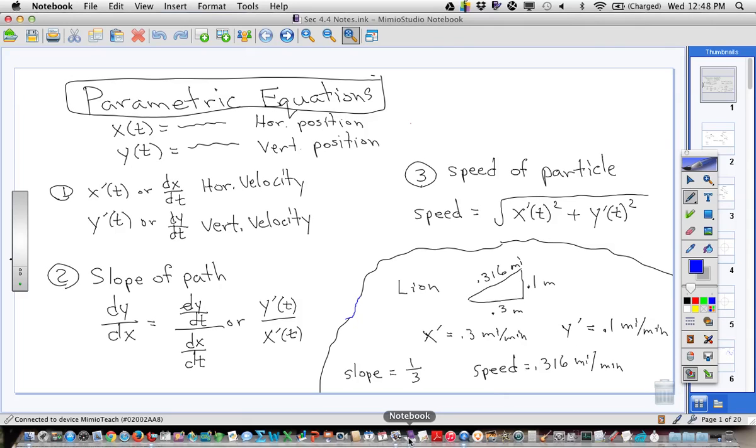So parametric equations are great for showing motion. And if we have motion, we're going to have velocity and we're going to have acceleration, and so that's going to fit in with derivatives.